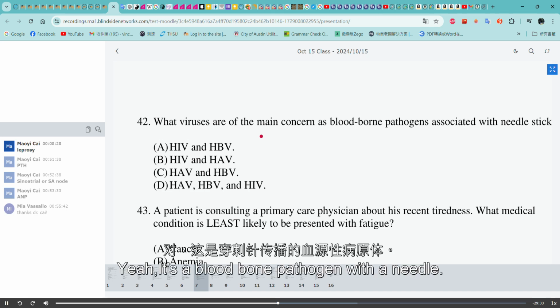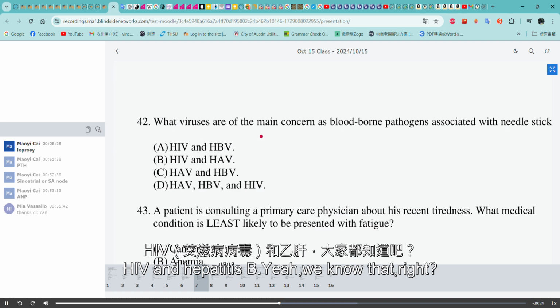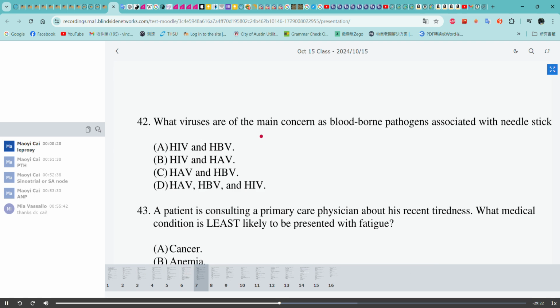42, viruses. It's a blood-borne pathogen with needle sticks. We're mainly worried about just two of those, HIV and hepatitis B. Yeah, we know that, right? Which is A. 42 is A.